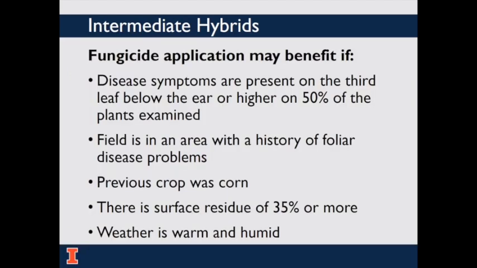For hybrids with intermediate resistance, consider applying a foliar fungicide if disease symptoms are present on the third leaf below the ear or higher on 50% of the plants examined. Also consider it if the field is in an area with a history of foliar disease, if the previous crop was corn, if there is 35% or more surface residue, and if the weather is warm and humid.